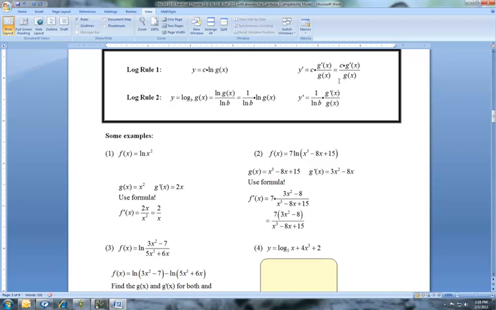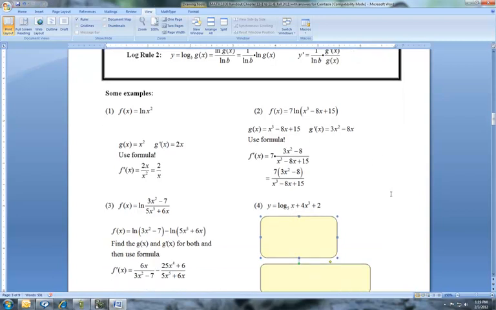Notice this g prime of x over g of x. It's the same thing, so this is a constant. This is actually the same formula. I got it back to a form that I could apply log rule 1. So this is going to be natural log of x over natural log of 5, and pull out the denominator. You've got to see the constant. Remember the issue that I kept fussing about in the last chapter? I need to see the constant out there. Pull it out. Now let's see what we've got.